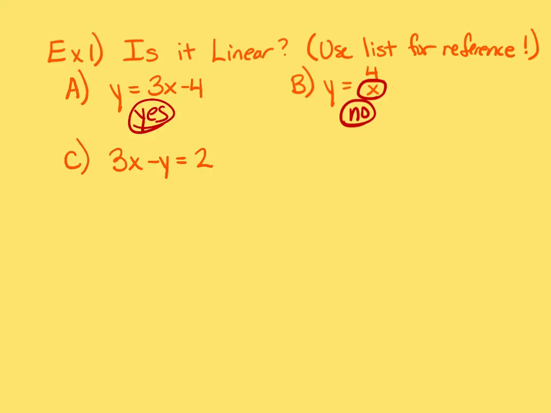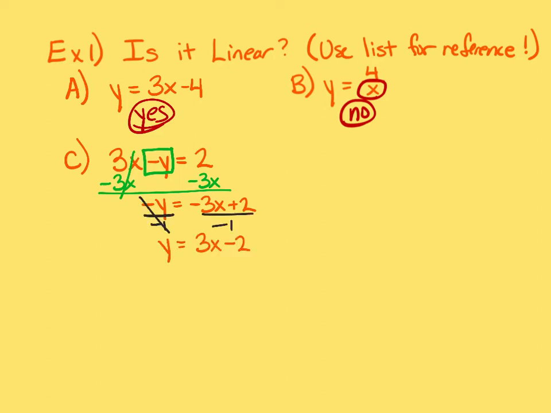C part, 3x minus y equals 2. Notice that this appears to be one that we've worked with before. It's a standard form equation, and it can be rearranged into y equals mx plus b. Our first step was to get rid of that positive 3x by subtracting 3x from both sides. And then we divide both sides by negative 1 to get y equals 3x minus 2. So yes, it is in the form of y equals mx plus b, so it is linear.